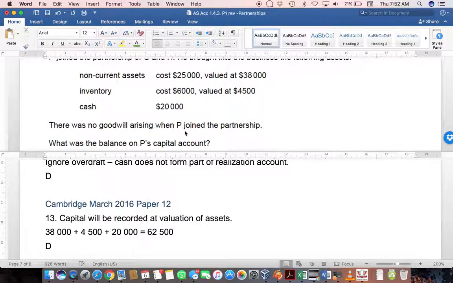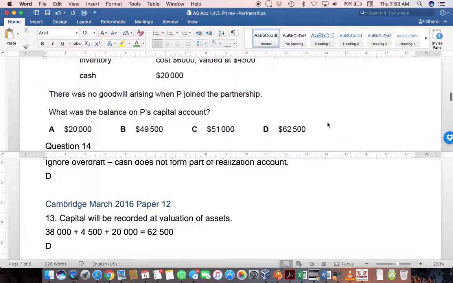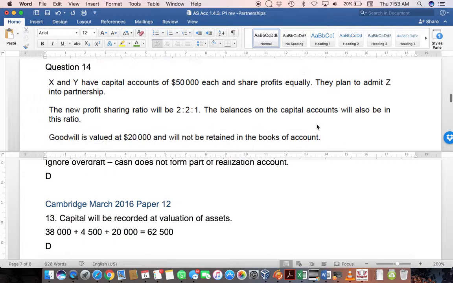We want to now know what was the balance on P's capital account. Well, quite simply, we're going to credit P's capital account with all these things that he has contributed. However, it's very important to notice that we don't care what it cost him. We worry about what we valued it at. So if we valued it at these amounts over here, that is what we will consider to be his capital contribution. So it would be the $38,000 for non-current assets, the $4,500 for inventory, and the cash of $20,000 gives you a total of $62,500, which you can then see as option D.